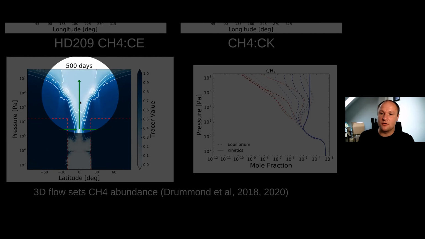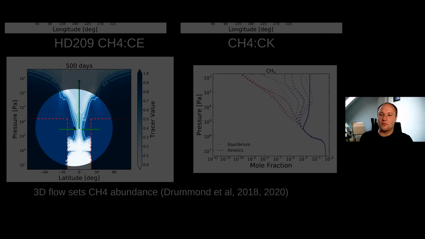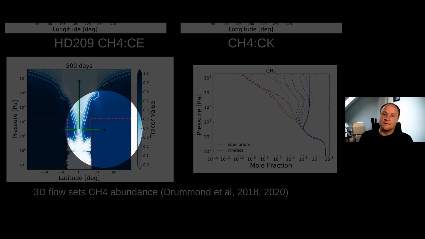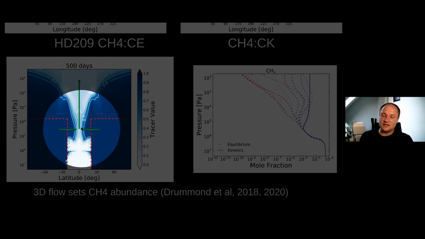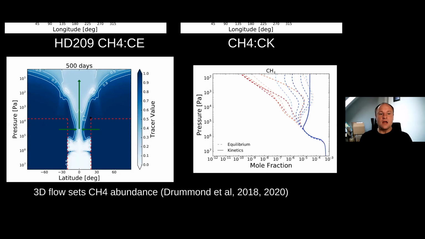Now this used to be a movie, but it failed so many times I gave up on it. So now it's just a boring figure. But the key is to see that material is moved into the jet latitudinally. It's then mixed vertically and zonally around the planet. And that gives you your final mole fraction of methane in the upper atmosphere.